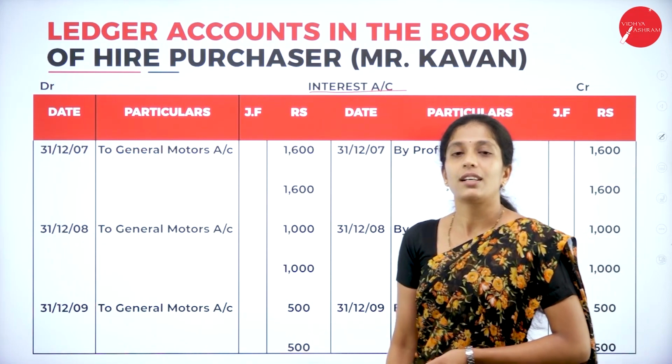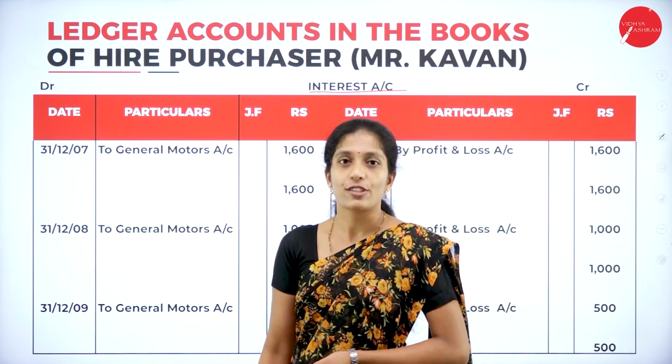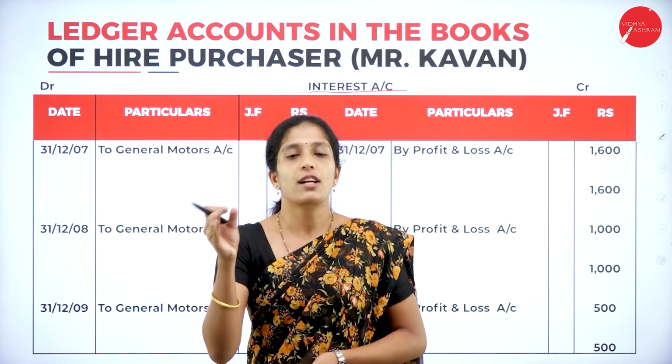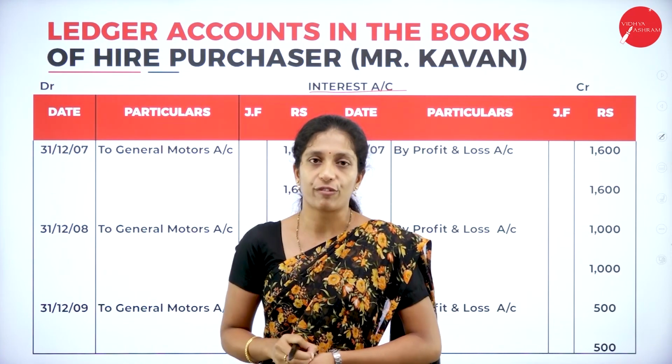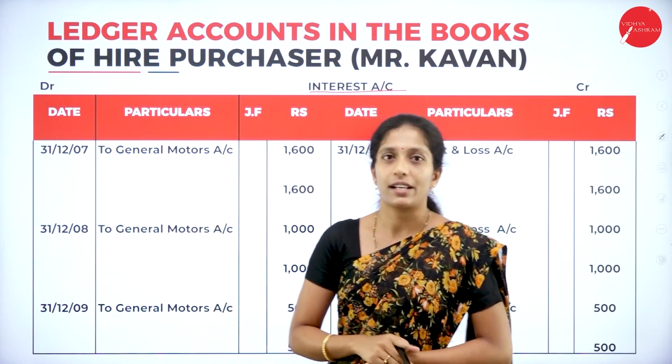So your third entry is for interest due, right? So what was the entry? Interest account debit to hire seller account. After that, that interest has to be transferred to profit and loss account. That is the last entry, right?